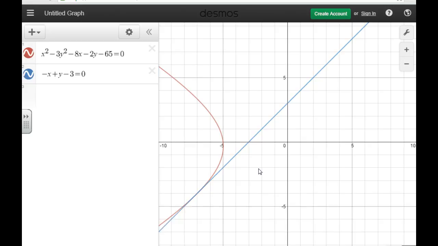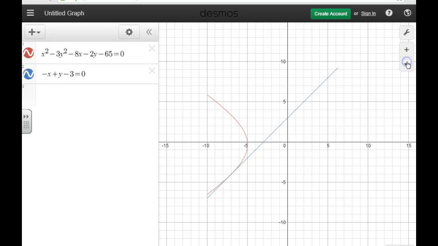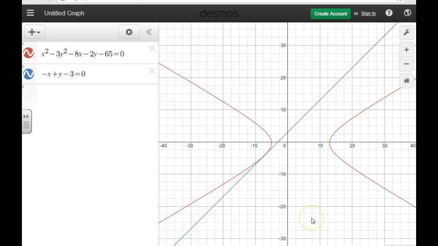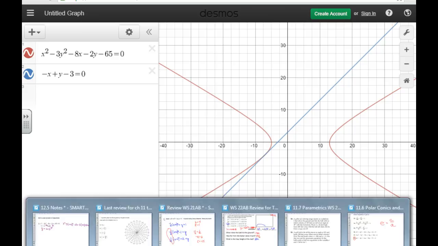Look at what we get. Beautiful. They are just tangent at a point. Interesting. So where's the other half of this hyperbola? Not relevant. How do I make my window? Oh, there we go. Beautiful. Interesting. Very nice. Okay, how did it go for you guys?